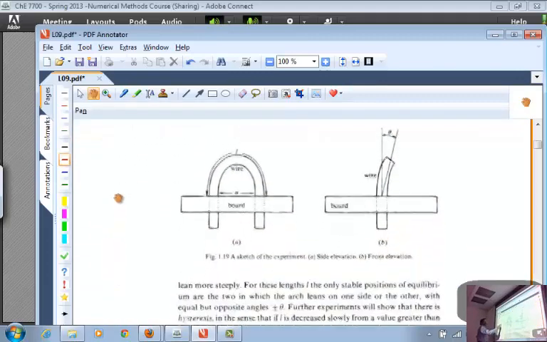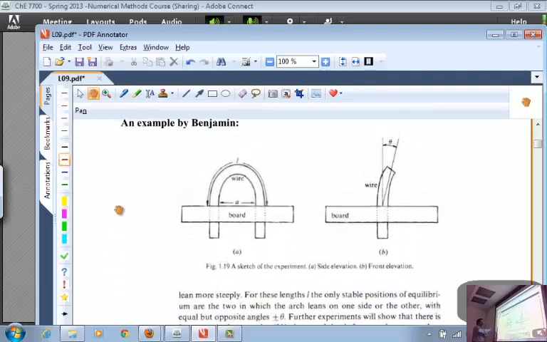This is another example. This was an example by a very famous fluid dynamicist by the name of Benjamin from Oxford University. It's a tricky example. I need to explain to you what is happening, and the response of this is fairly complicated. So we need to understand the response intuitively, and then we will look at a possible mathematical representation of this.